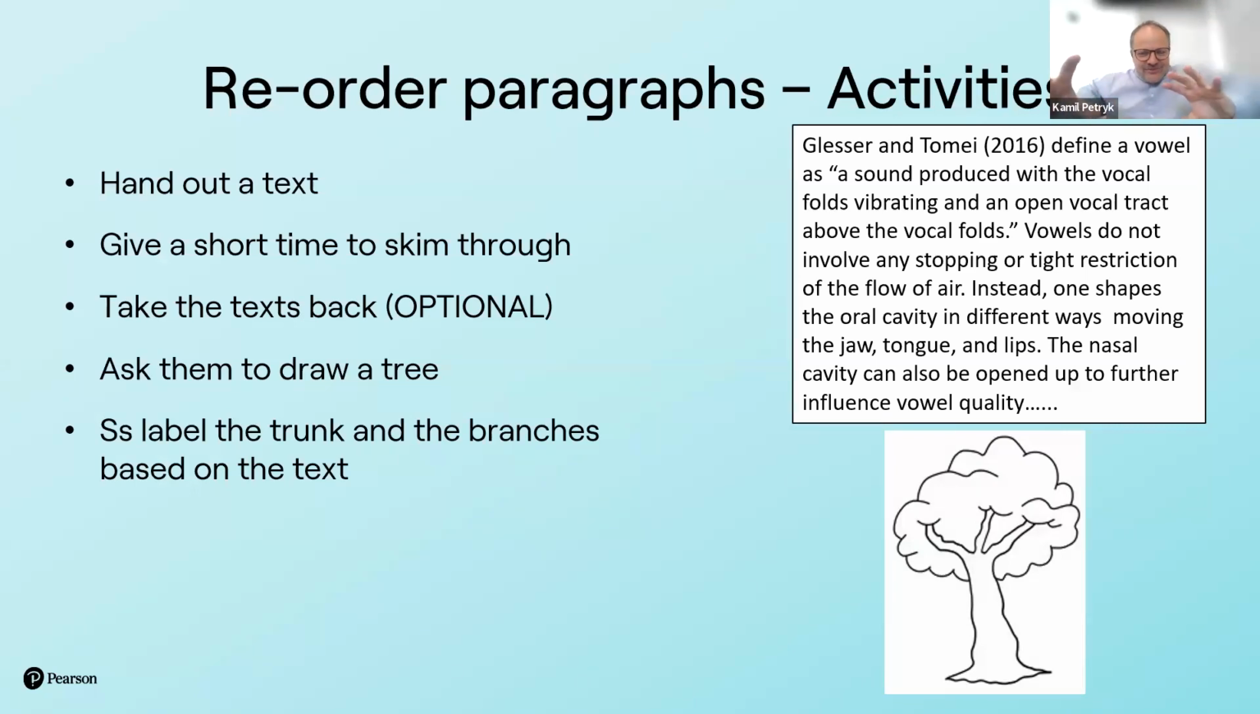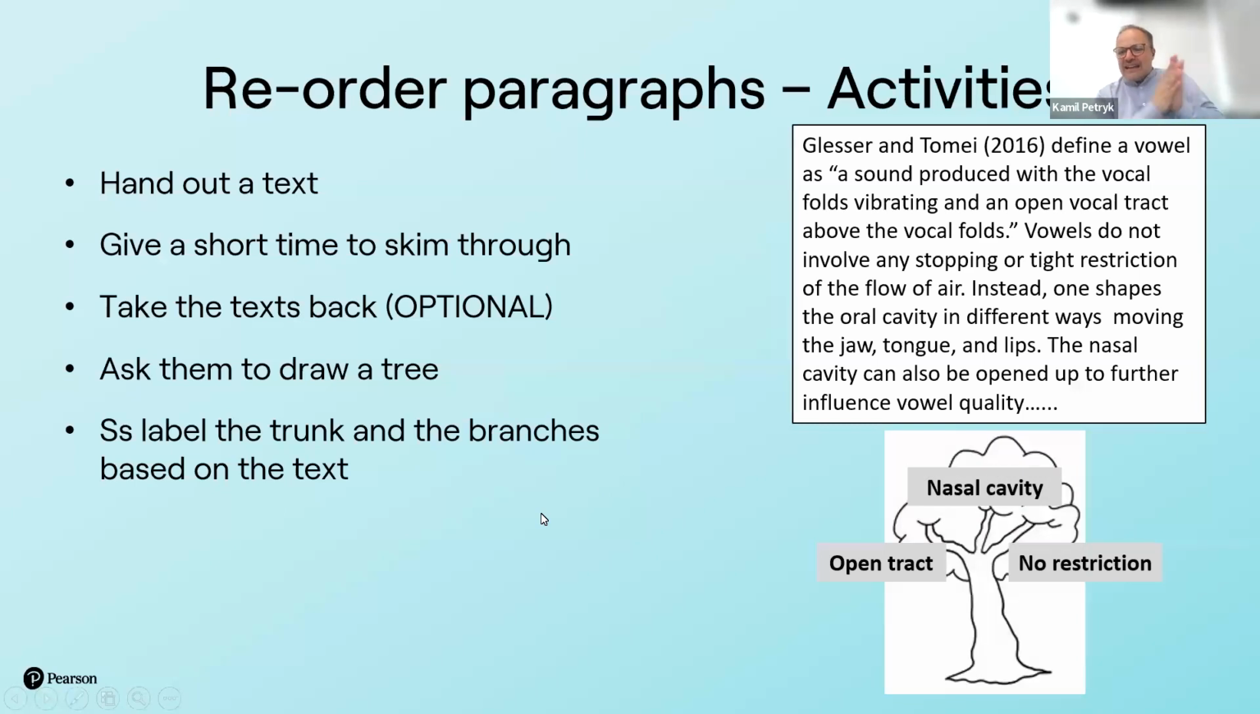So you show them that the text has a real structure. It can be represented as a tree with some main trunk, main idea, plus some supporting ideas, the branches, and you can ask them to draw or to label them. When you look at the text, you will get branches that could be called open tract, nasal cavity, no restriction. But my question is, how would you label the trunk here? So look at the text, look at the slide, and how would you label the trunk?